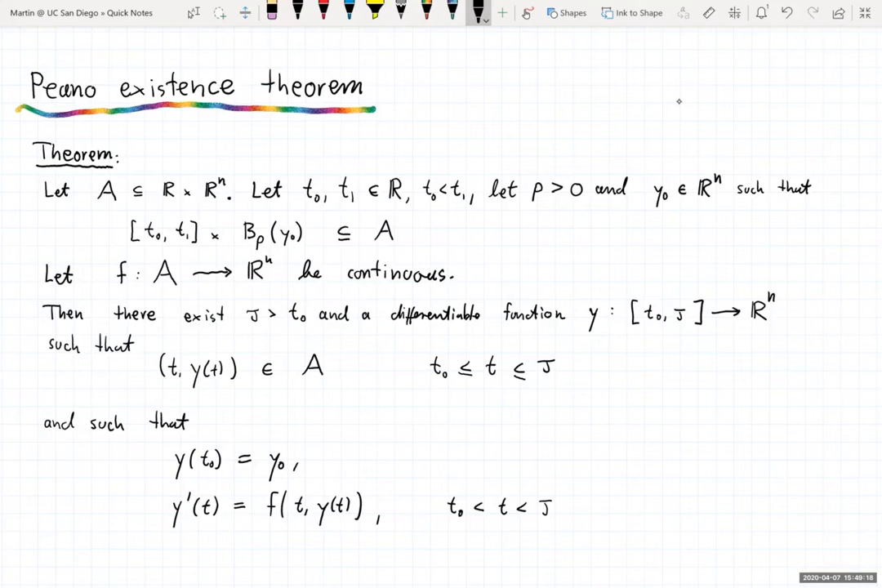Now let's suppose we've got a function f that is defined on the set A and takes values in R to the n. Let us suppose furthermore that this function f is continuous.